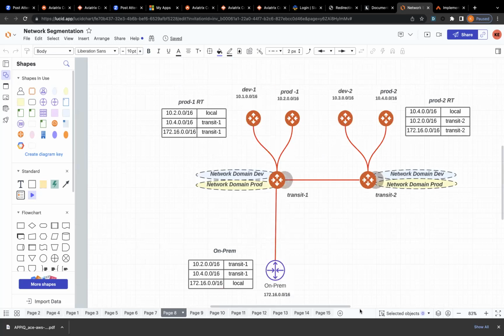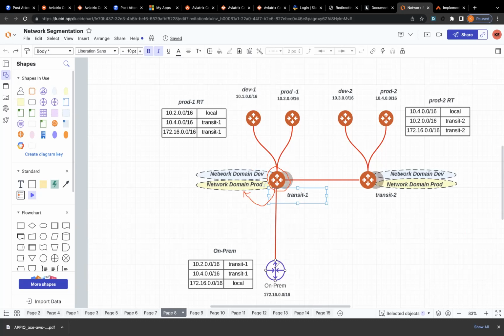The third point that I wanted to also drive home is that not only spokes can be placed inside network domains, any connection that lands on the transit can be placed in one of these network domains. So here I have an external connection from an on-prem site that is connected to the transit. Because it connects to the transit, I am able to place this connection. In this case, we are placing the connection in the prod network domain.